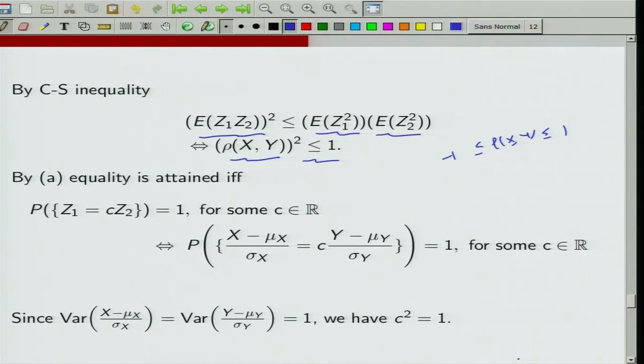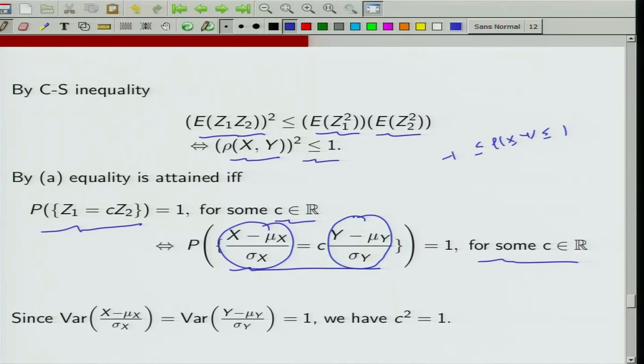And I will have an equality if and only if the probability that z1 is equal to c z2 is 1, by the last result, which is part A of this result, for some c belonging to R. This is equivalent to saying that the probability that (x minus mu x) by sigma x is the same as c times (y minus mu y) by sigma y is 1, for some c belonging to R. But since the variance of (x minus mu x) upon sigma x is the same as the variance of (y minus mu y) by sigma y, which is 1, if this probability is 1, the variance of this should be the same as c square times the variance of this.